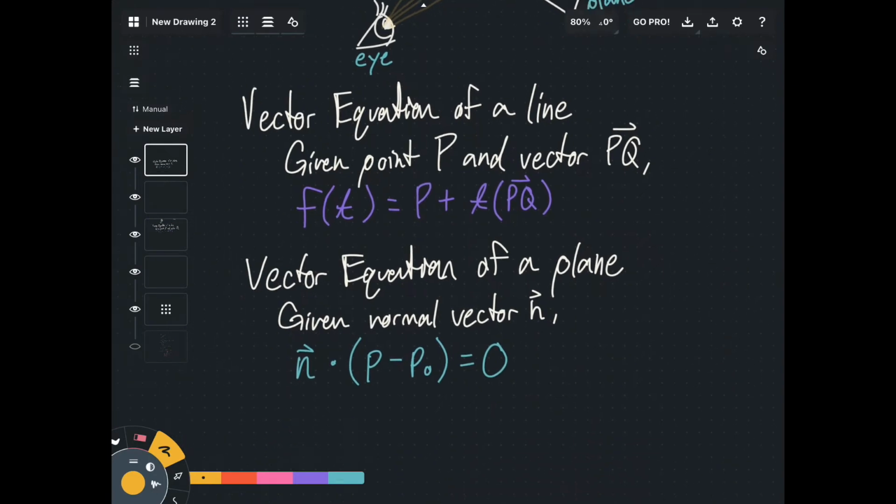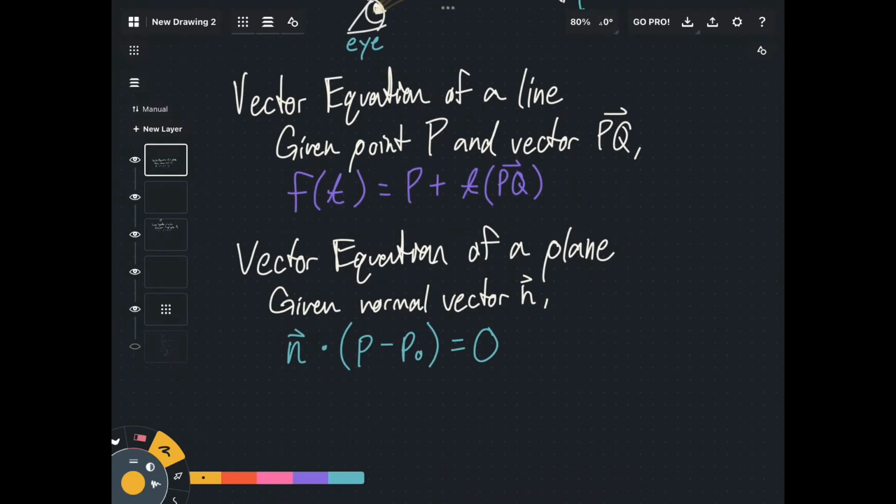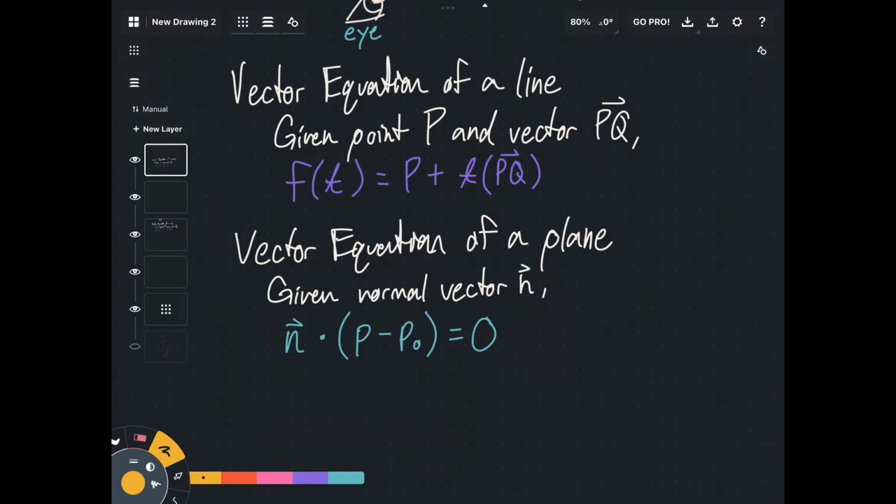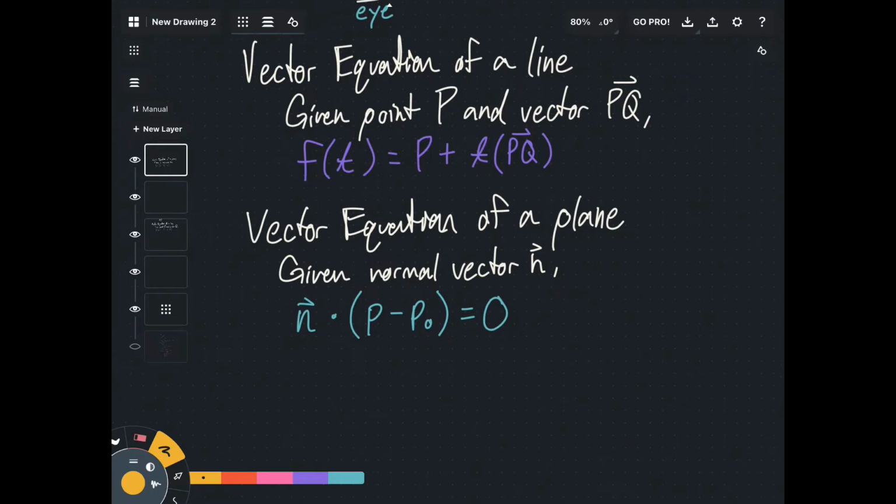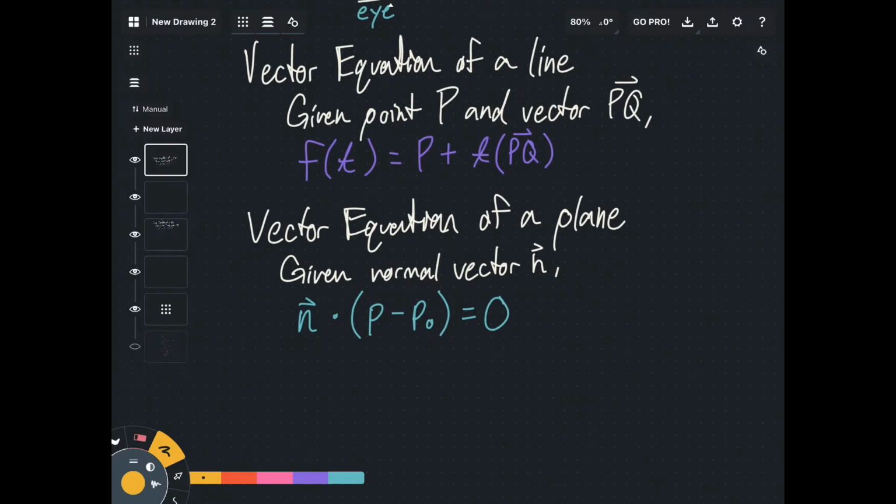Let's go. All right. It starts with the vector equation of a line. So we should be familiar with vectors. They were one of the first things we did in Calc 3. Given a point, P, which is usually the starting point, and vector PQ, the function of t gives us P plus t times vector PQ. And the vector equation of a plane is the normal vector dotted with P minus P naught, where P naught is a point that is known to be on the plane, and P is any other point in the plane, equal to 0.